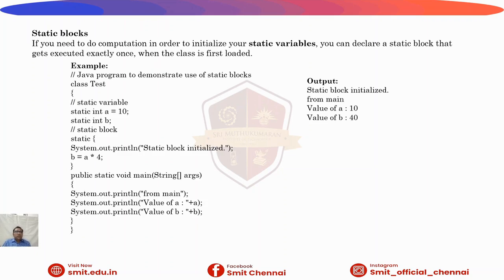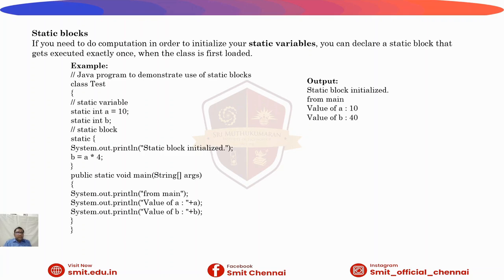So we can use static blocks to create a separate block. For example, see this program. First we have this class Test. Then we have declared a static variable and assigned the value. And another static variable b. First is static variable a, which is equal to 10, and static variable b.